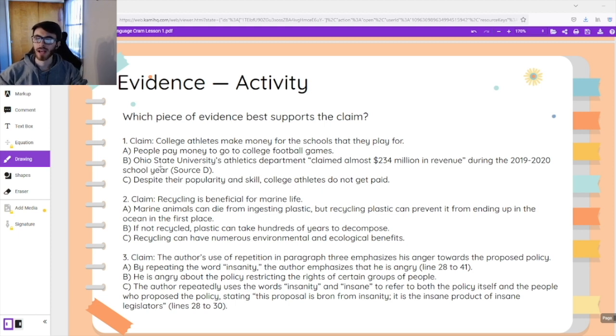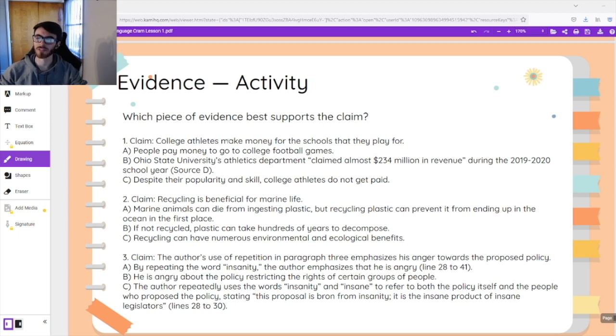Our claim: college athletes make money for the schools that they play for. And you might be like, that's a weird claim. What does that mean? Presumably, if this was our claim, our thesis should be something like college athletes should be paid, right? And then one of our claims is the reason that they should be paid is that they make money for the schools that they play for. So that's kind of why this maybe doesn't make sense in a vacuum, but it would make sense if that was our thesis.